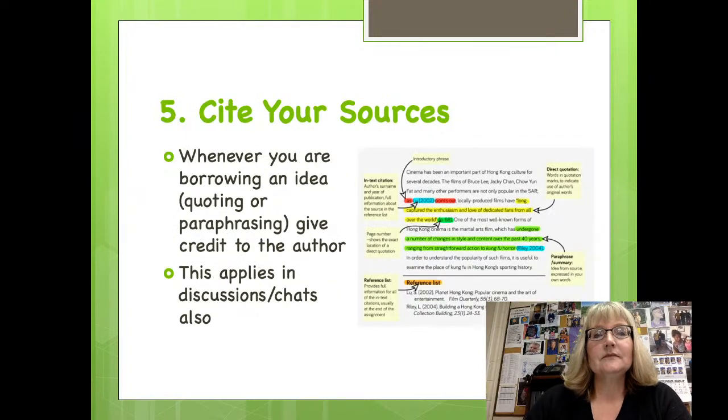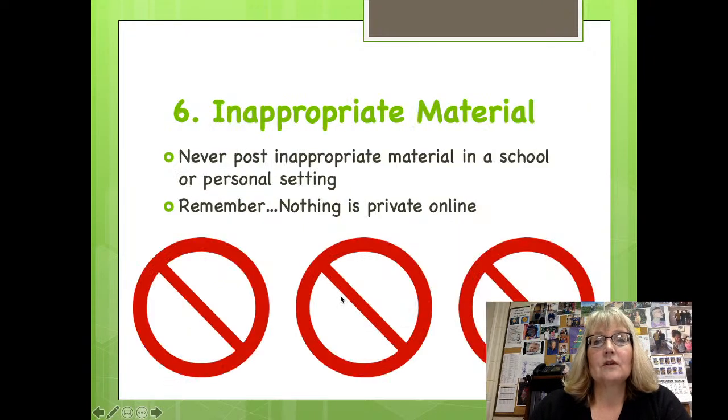All right, citing your sources. Whenever you are borrowing an idea, quoting or paraphrasing, you make sure to give credit to the author. And this applies to discussions and chats too. So when you're having a discussion or chat online, especially in a breakout room, if you and another person have the same idea, just make sure you give each other credit. Hey, we have the same idea. Don't claim it as your own if it's not your own original idea, or if you share it with someone.